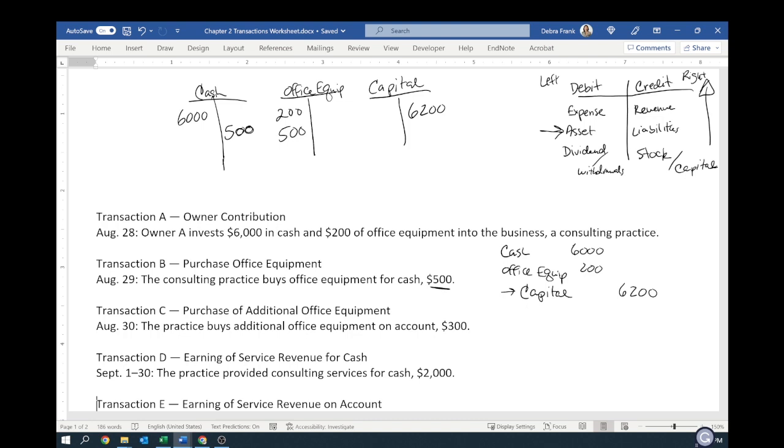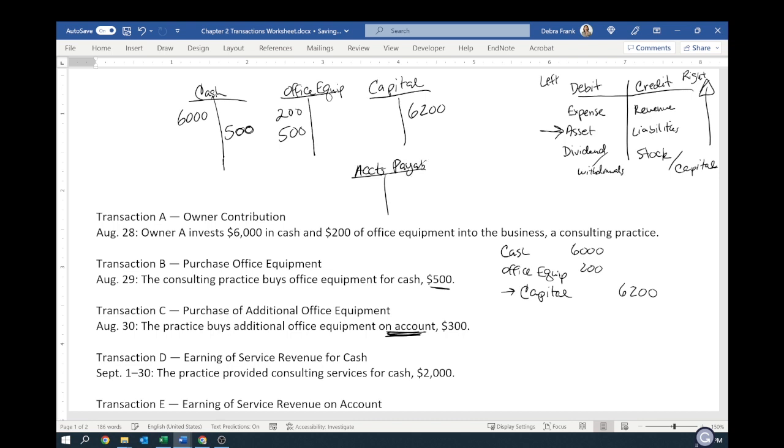Next we have is transaction C. They buy an additional office, well, they're buying a lot of office equipment on account. Oh, on account this time. So no cash involved. Instead the business said, put it on my account, I'll pay you later. We don't have accounts payable here, but that would be the account for on account. So let's just draw another T account, or I'll just draw it right here.